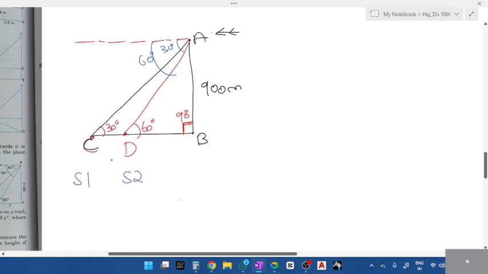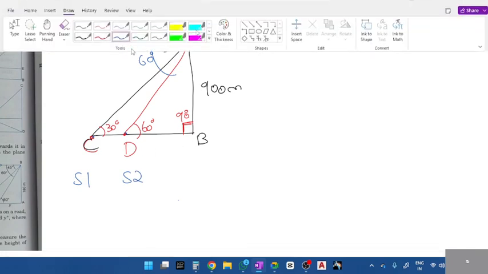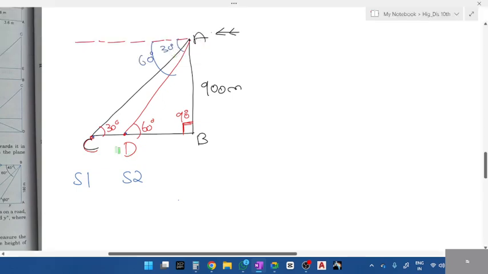So what do you have to find here, students? Distance between two ships, CD or DB? Which one do we need to find? The distance between two ships is CD. So what do we need to take that CD as? What do you have to consider? If you need to find it, you have to consider it as X. Okay, consider it as X.